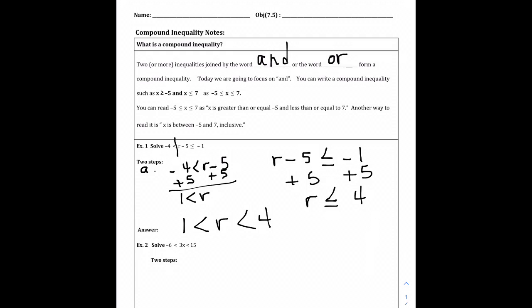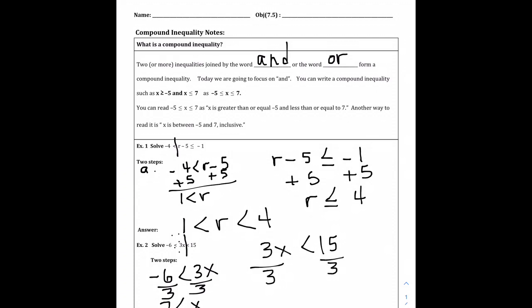Solve negative 6 is less than 3x is less than 15. So I'm going to break this in two. The first part I'm going to look at negative 6 is less than 3x. Divide both sides by 3, and I get x is greater than negative 2. Then I'm going to do the second part. I'm going to have 3x is less than 15. Divide both sides by 3, and I get x is less than 5.